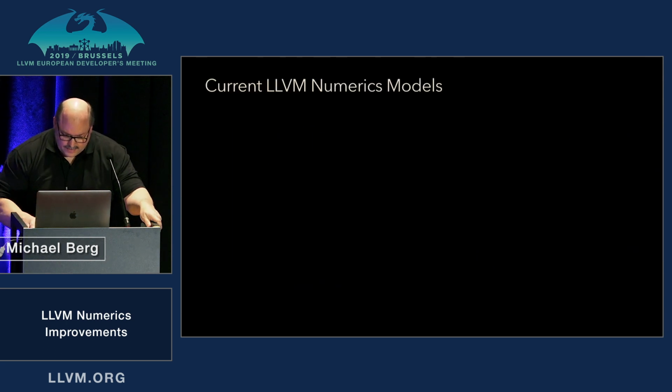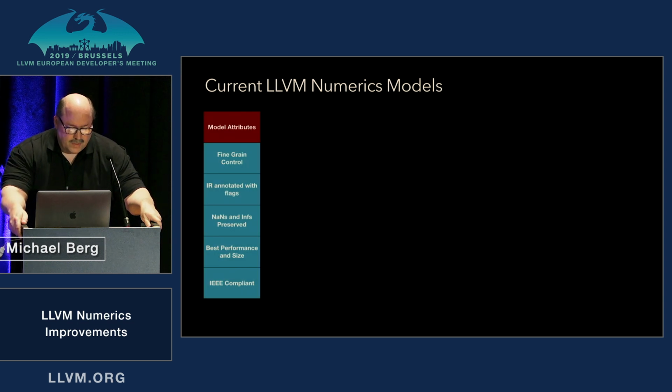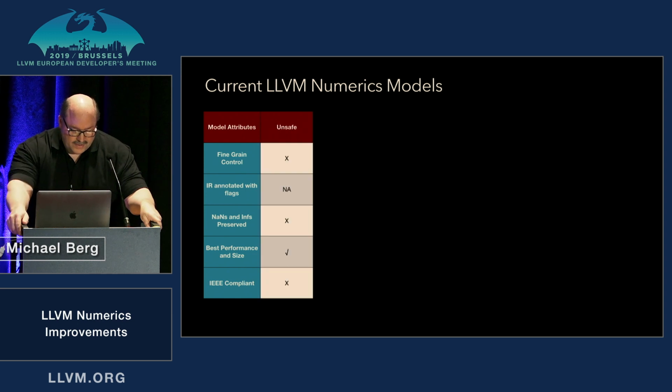Now we'll consider the attributes, where we'll define the attributes in the models for each of these math models and how they mutate things. So we think about what granularity of control each of these models offers, whether or not the IR flags are going to be changed or used by them, whether or not NaNs and infinities are preserved, whether or not we get the best performance or code size that we wanted from the math model that we're going to utilize, and whether it's IEEE compliant or not.